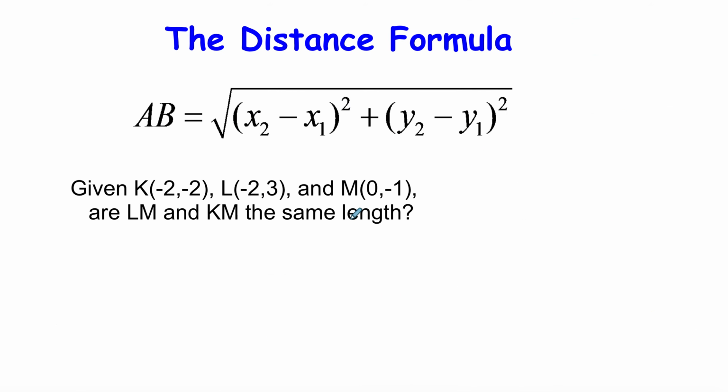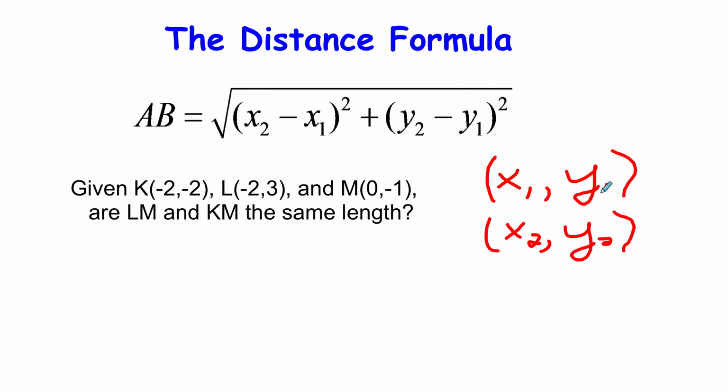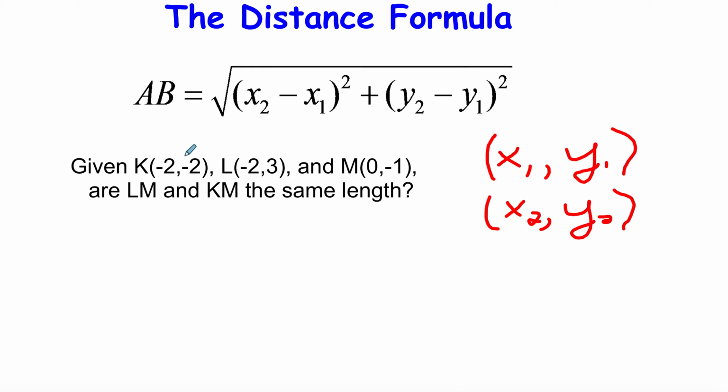So these two are our x and y coordinates, right? x1 comma y1 is an xy coordinate, and x2 comma y2 is an xy coordinate. So if all I knew were their coordinates, I could still use the distance formula. Here's what I mean. Here are 2 points, and here's the question. Given K, L, and M and their xy coordinates, so here's an xy coordinate, here's an xy coordinate, and here's an xy coordinate. Are LM and KM the same length? It's asking us if they have the same length.